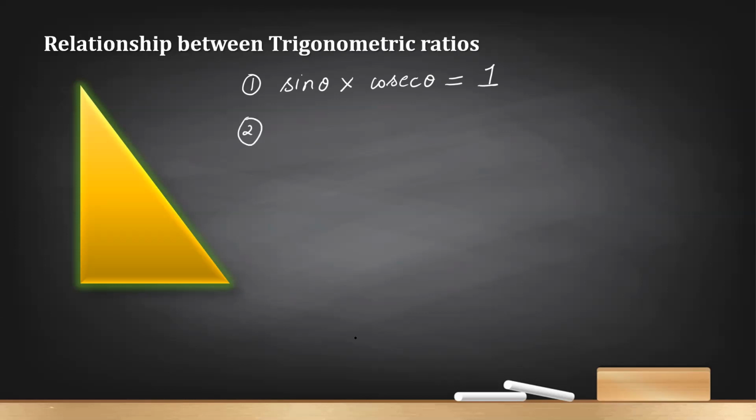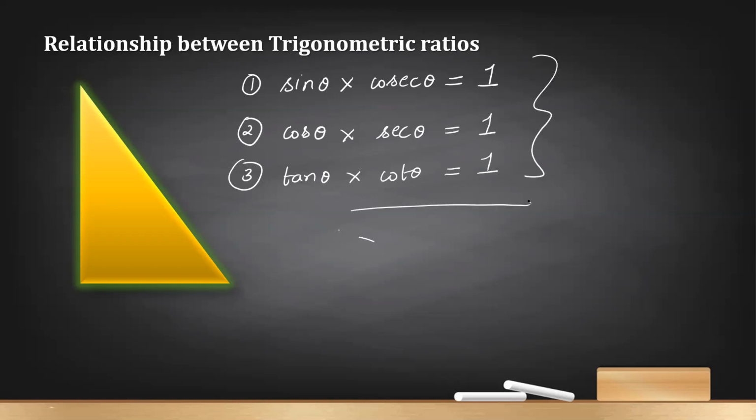Second one, we can have cos theta into sec theta, again equal to 1. Third one that we have is tan theta into cot theta. Again, this is equal to 1. Just remember this, very important. Now, the next two formulas which I'm going to tell you are again very, very important, because these are going to be the ones which you will be using the most in your proving type of questions.